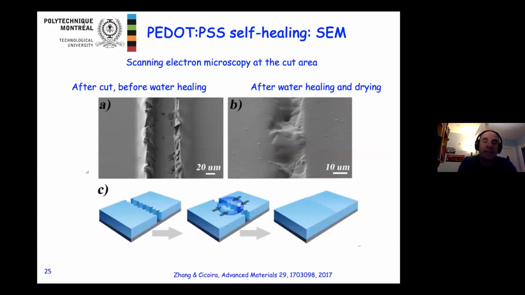What is key here is that once we obtained the result, we had a look at the region of the healing. After you cut with a blade, you see a clear scar in the material, but after you put the water, you see that there is material in between the 2 parts of the cut. So that's really a healing effect. We are still looking for the detailed mechanism, but what you can clearly see here is that the material is there.